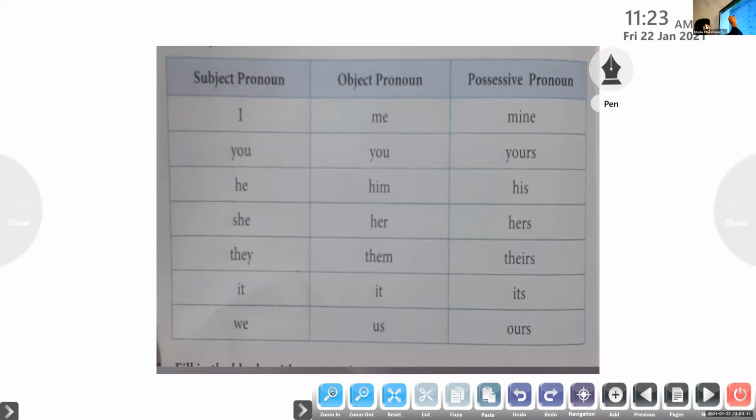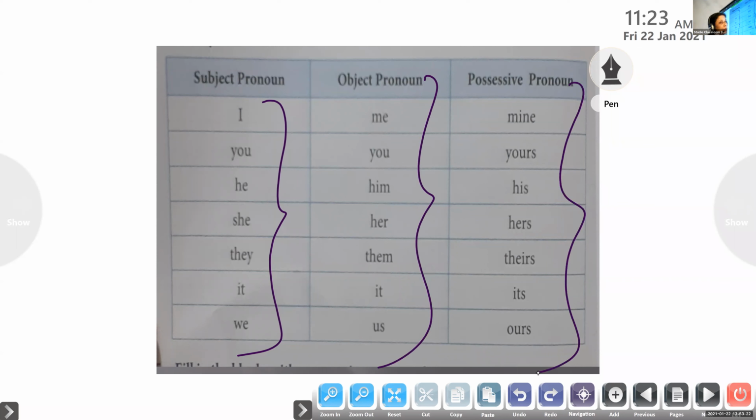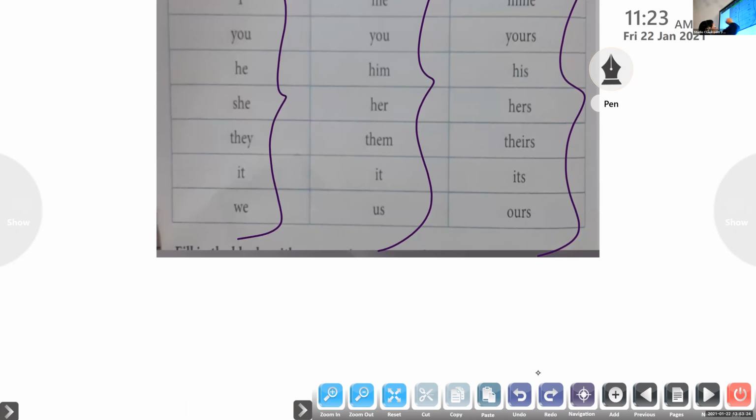So I've already told you these are the 7 common pronouns. These 7 common pronouns have different forms with different names. These 7 common pronouns usually come first, which means at the beginning of the sentence, so they are called the subject pronouns. Is that clear to all of you?